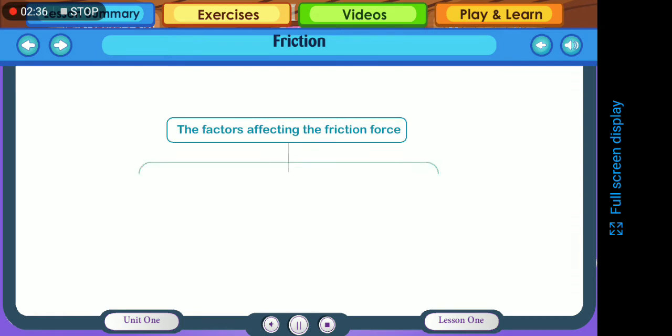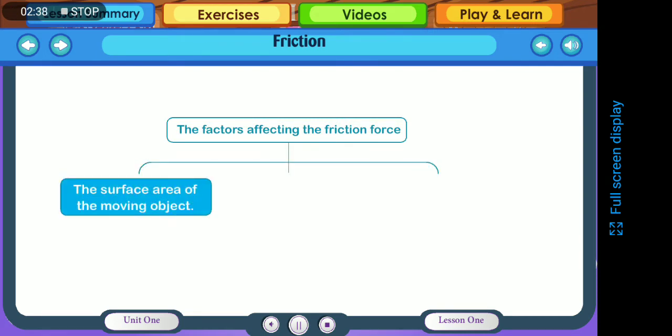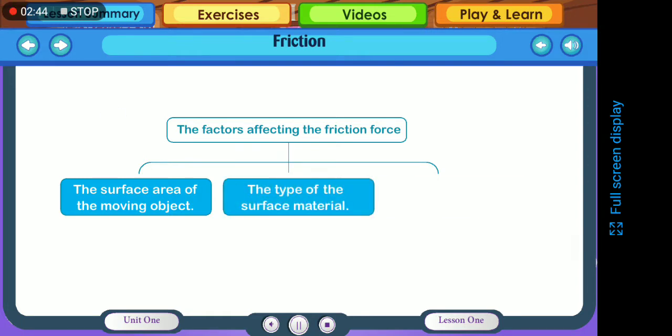The factors that affect the friction. Number one, surface area of the moving object. Number two, type of the surface material. Number three, speed of the body. Again, the factors that affect the friction force: number one, surface area of the moving object; number two, type of the surface material; number three, the speed of the body.